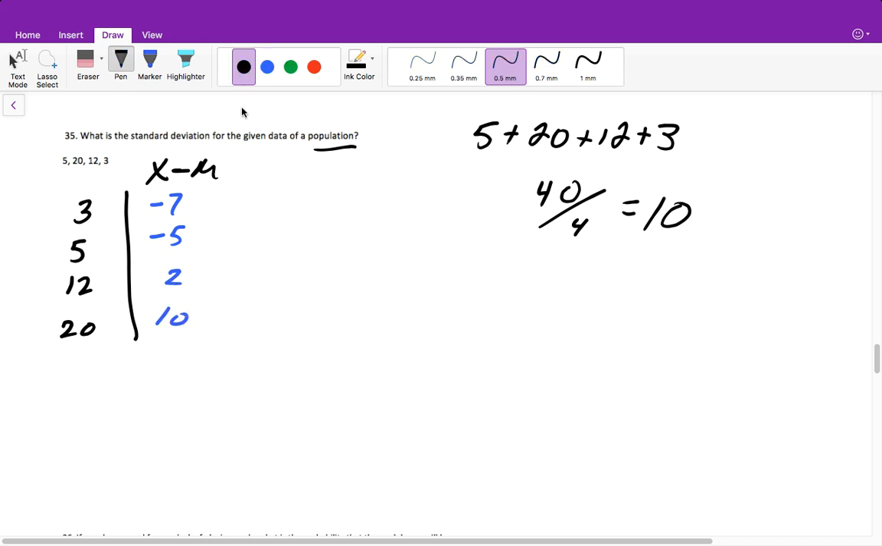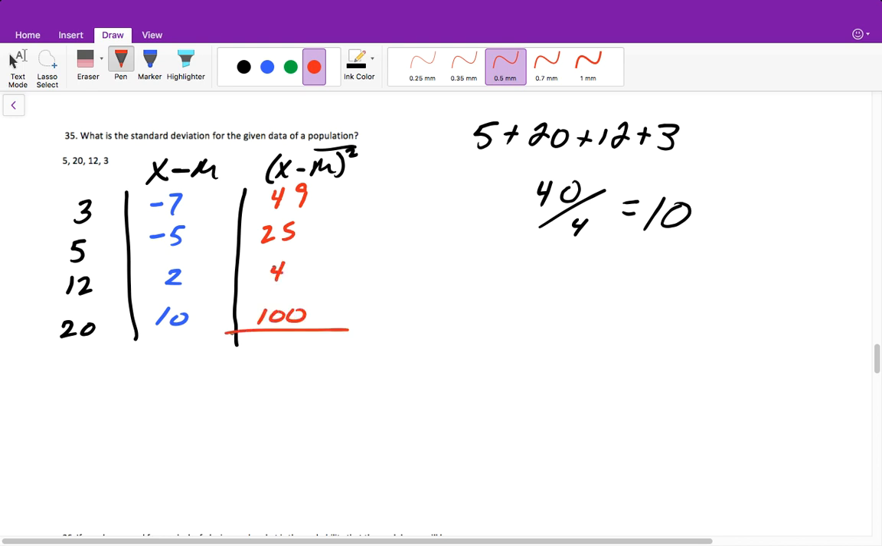And then your next step is you take that x minus your mean and you square it. So negative 7 squared is 49. This will give me 25, 4, and 100. Then you will add all of these up. This will then give me 65, 74, 78, 178. So it gives me 178.